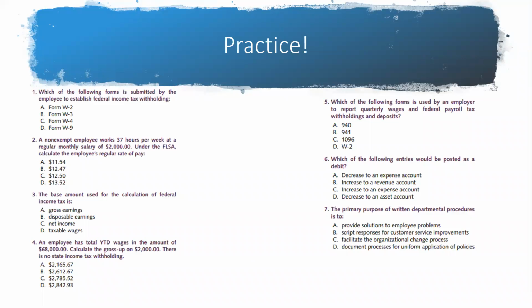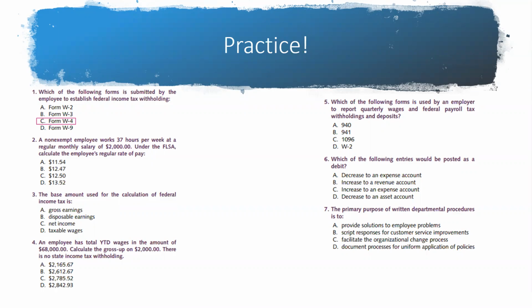You are correct. It is C, W-4. W-2 is the form that the employee gets at the end of the year with all their earnings on it. W-3 is the reconciliation form for the company that accompanies W-2s. And W-9 is for subcontractors. So that was, in fact, C.